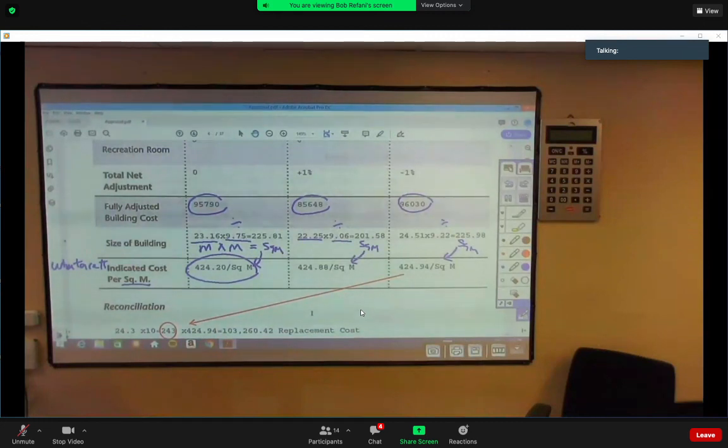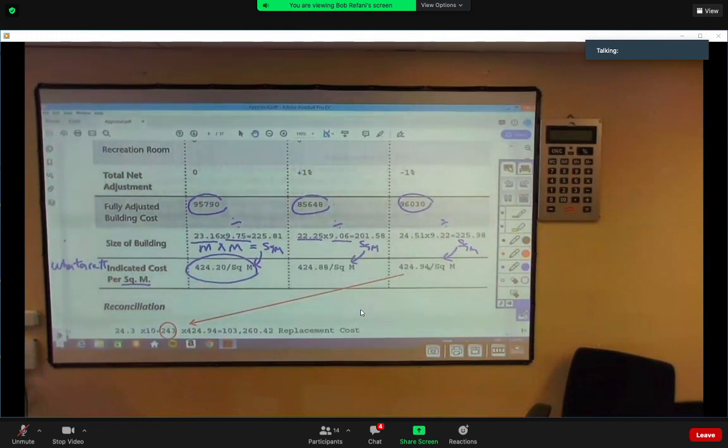Now, can I continue? I want you to go to the first page of the handout, the cover page, and tell me the measurement of your house. What's the square meter of your house? 24.3 by 10 meters, am I correct? If you multiply meter by meter, you get square meter. That's going to be 243 square meters. You see it in the handout, it says 243. I got that from the first page.